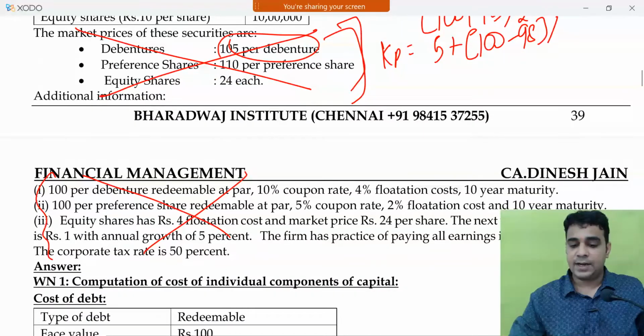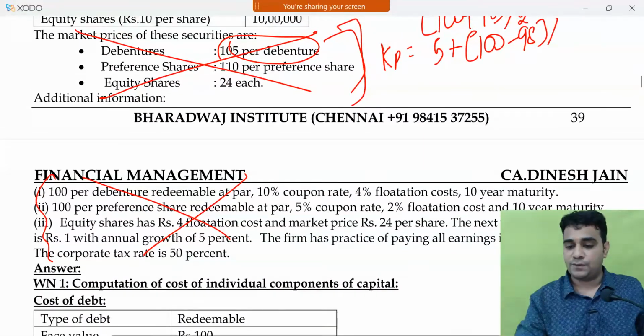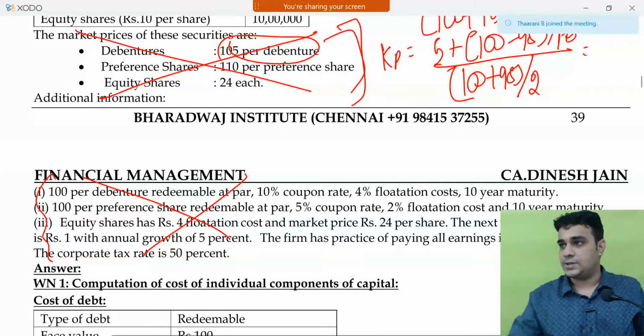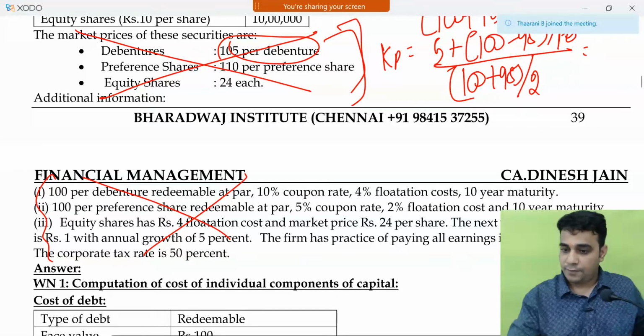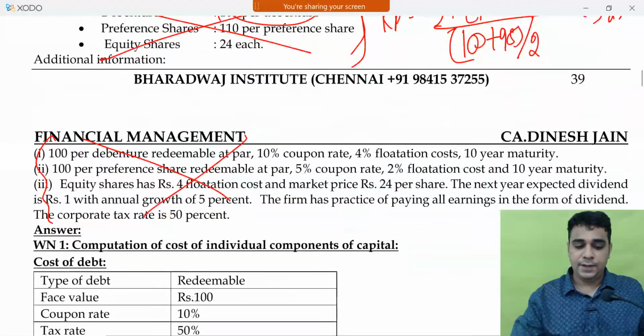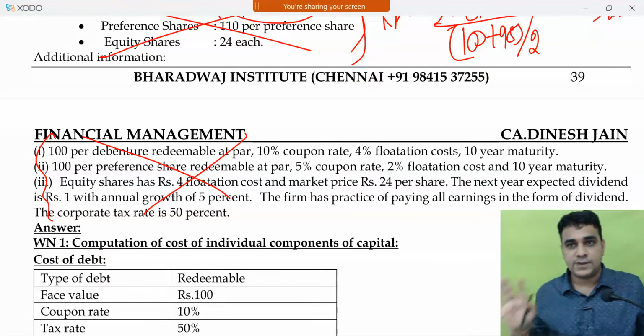100 per preference share redeemable at par, 5% coupon rate, 2% flotation cost, 10-year maturity. 100 minus 98 by 10, plus 100 plus 98 by 2. 100 plus 98 by 2, how much is this? 5.25%. And last is cost of equity, which is 4 rupees flotation cost, market price of 24.